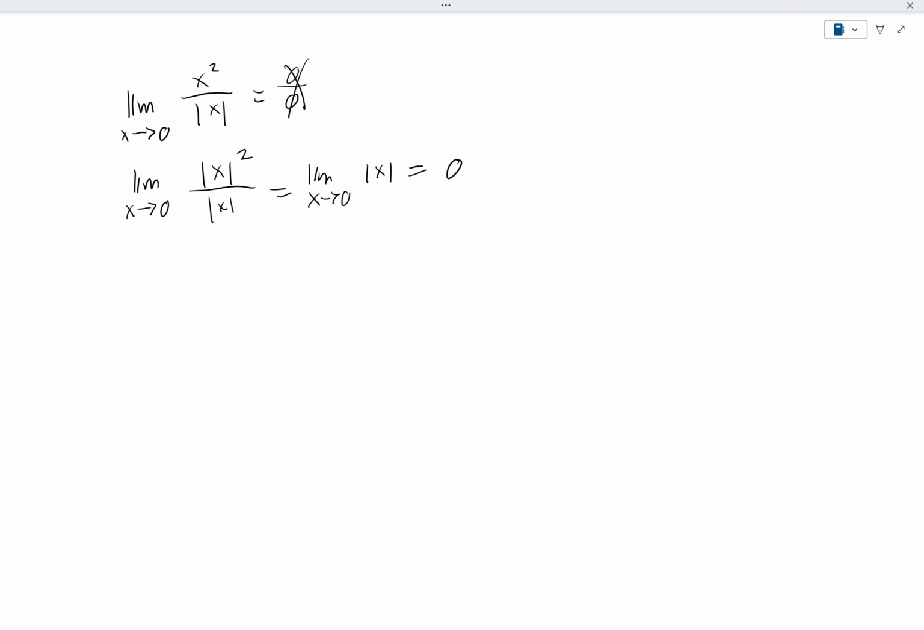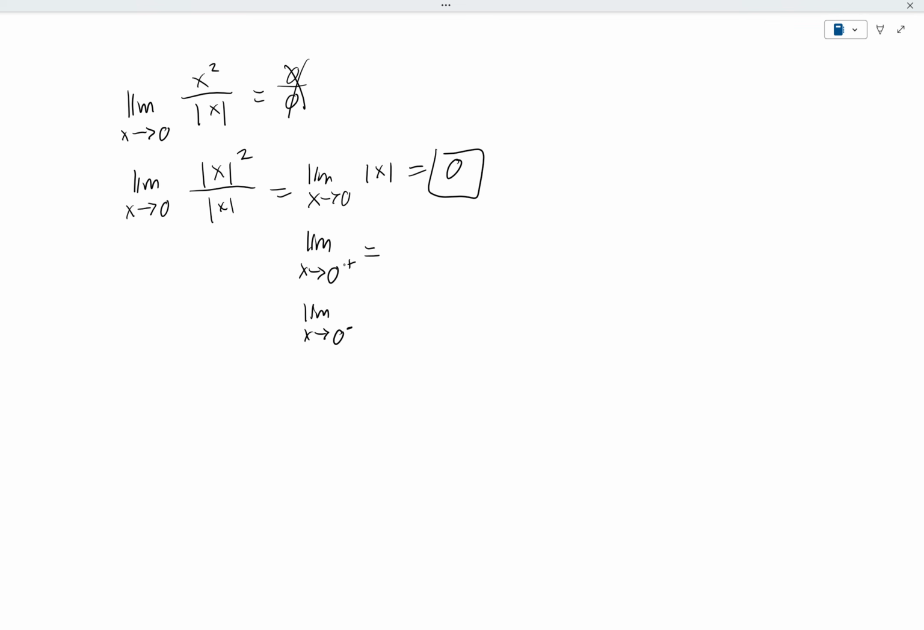But does this limit exist? In other words, does the limit from the left side equal the limit from the right side? Well, let's say we were to plug in 0 from the positive or 0 from the negative. We should get the same thing. We have to get the same thing in order for this limit to exist and be equal to 0.